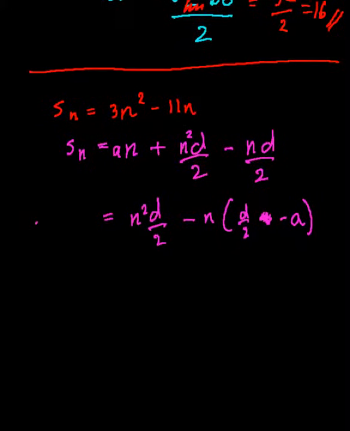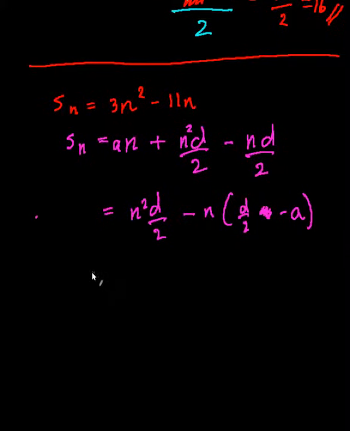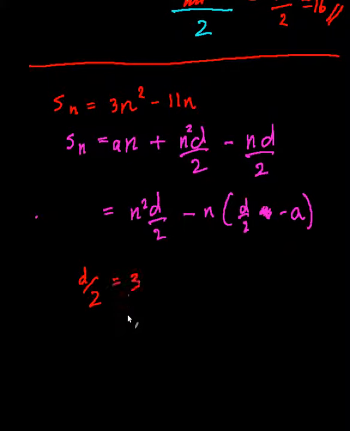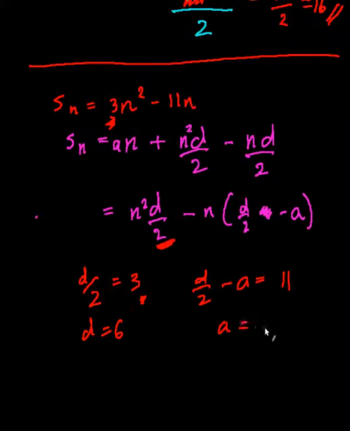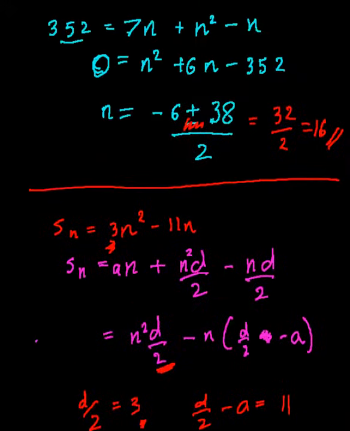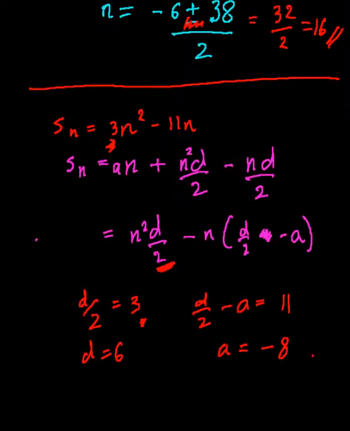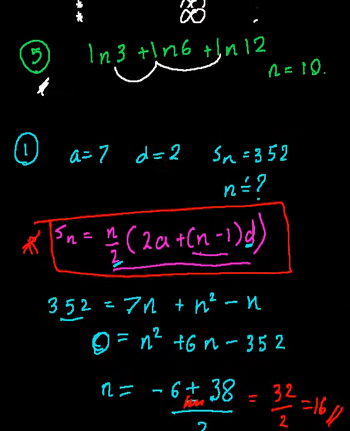So in that case, what I can say is that d on 2 has to be equal to 3, meaning that d is equal to 6. All I'm doing is equating this term to this term over here. And d on 2 minus a has to be equal to 11. Going by this thing over here, a has to be equal to minus 8. I know I'm rushing through this, but I'm hoping that you can stop and look at the video. Let me know in the comments if I am rushing too much.